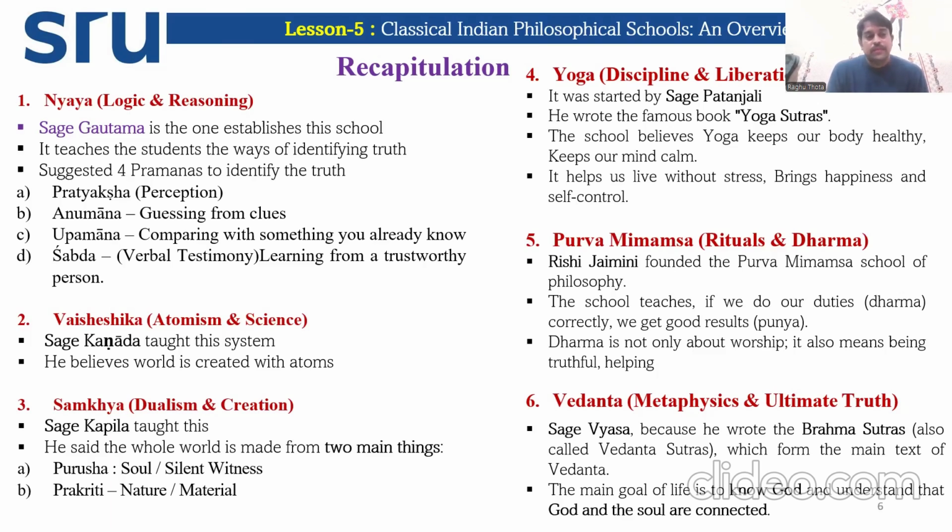What is the second one? Vaisheshika school. It was proposed by Kanada. What is this school about? So according to Kanada, the world has been developed through atoms. And he strongly believed that atoms are eternal. Okay, the world is created with atoms. Atoms are nothing but small particles.